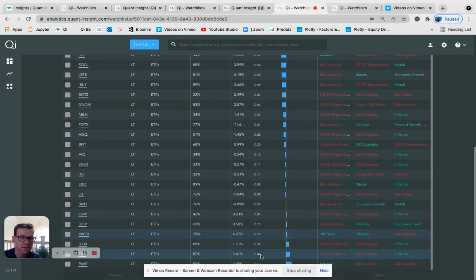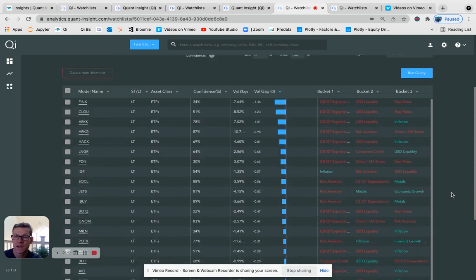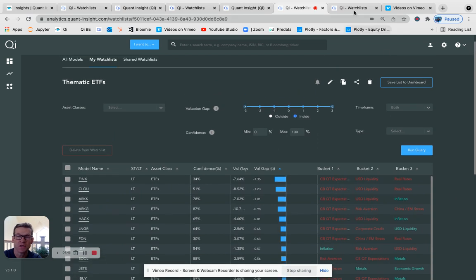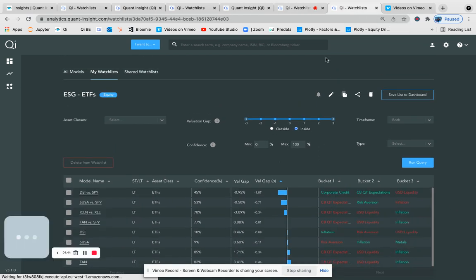Down at the bottom end, you can see the effect of the Biden infrastructure bill. Infrastructure ETF PAVE, TAN, the solar powered ETF, and Clean Energy, ICLN, are all three on the rich end of things. And while we're talking ESG, you can customize still further. Another watch list just looking at ESG ETFs.